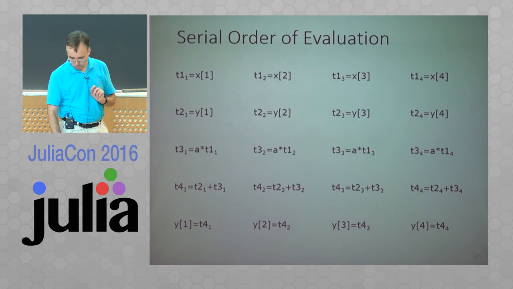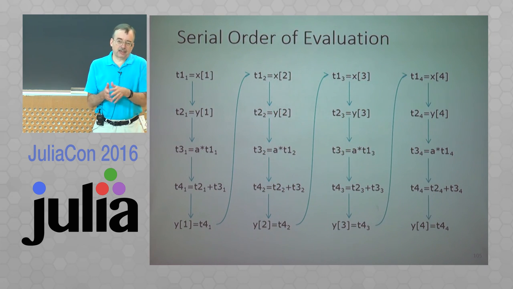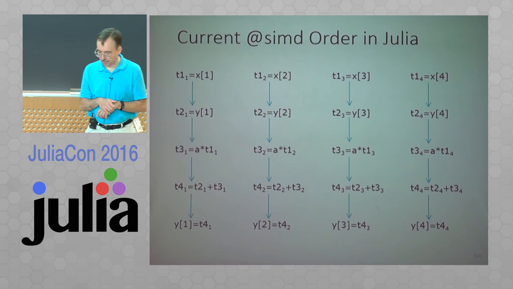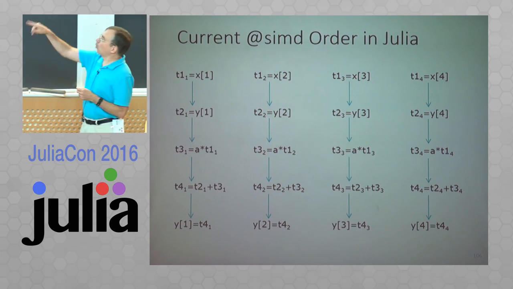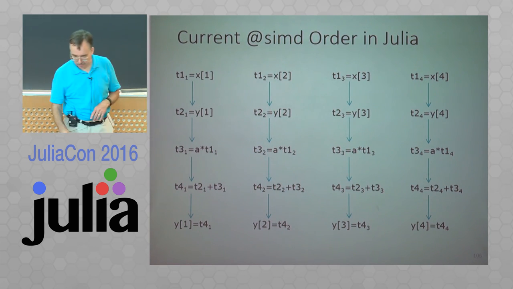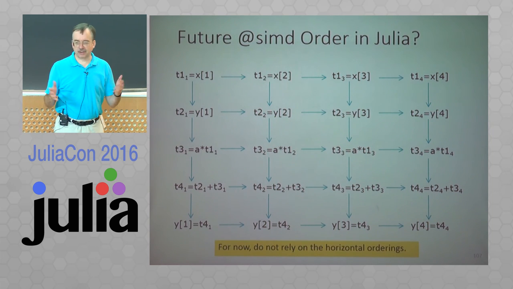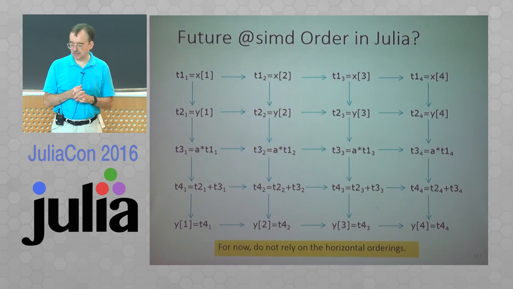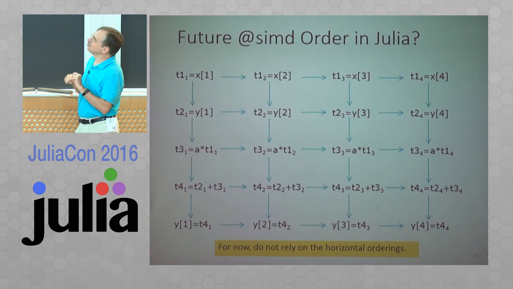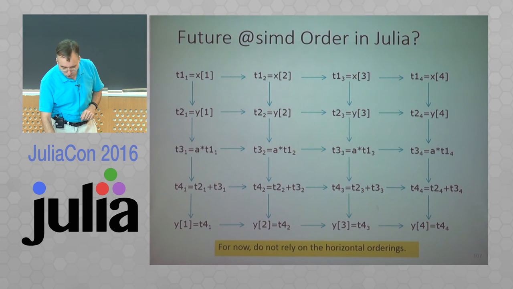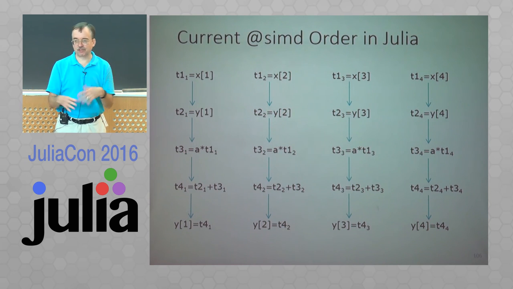Now, the serial order evaluation of the original code is I do one iteration, then I do the next. So in serial order, I finish the first iteration before I work on the next one. With the SIMD command there, the order is as shown here. There is no order horizontally, and there's no guarantees what happens. Maybe eventually we'll get to something called wavefront order, where the ordering forces this thing to move from the upper left corner to the lower right. But we're not there yet. So right now, all you can assume is this order. Each iteration is ordered, but all bets are off between iterations.